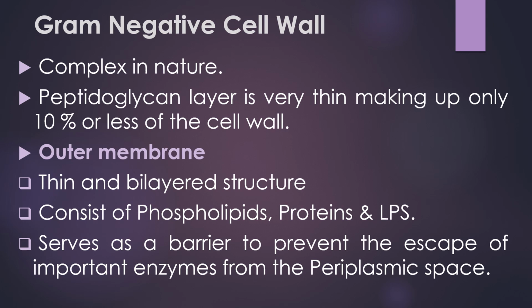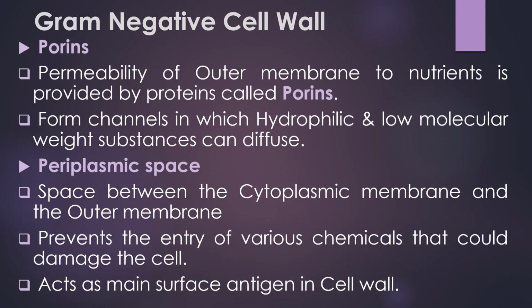It is a thin, bilayered structure and consists of phospholipids, proteins, and lipopolysaccharides. This outer membrane serves as a barrier to prevent the escape of various important enzymes from the periplasmic space. That is, the periplasmic space is the space between the cytoplasmic membrane and the outer membrane. Regarding the porins, the permeability of the outer membrane to nutrients is provided by a special type of protein called porins. These porins form channels in which hydrophilic substances, that is the water-loving substances, and low molecular weight substances can diffuse into these cells.